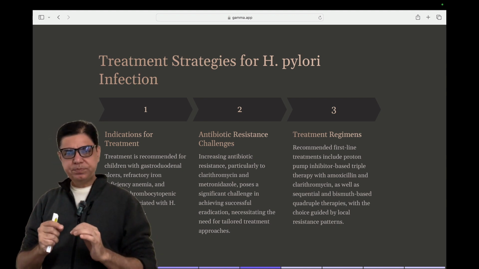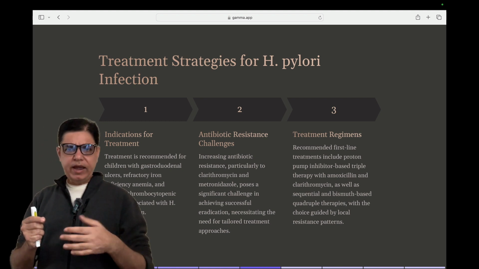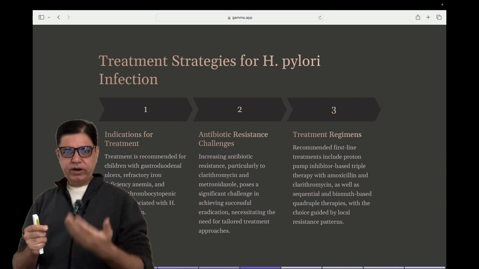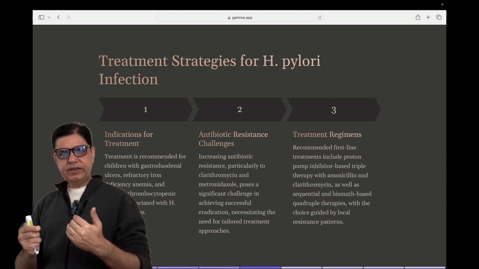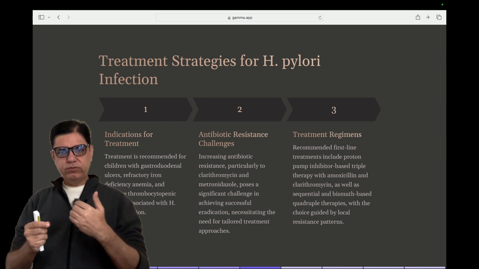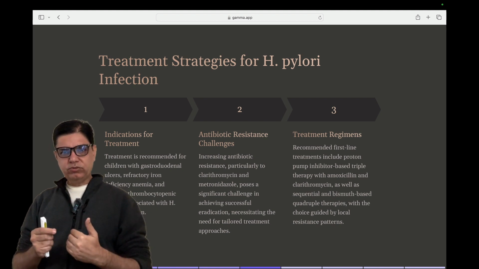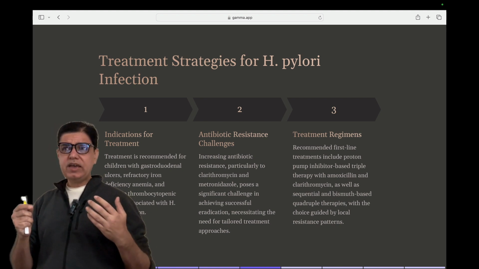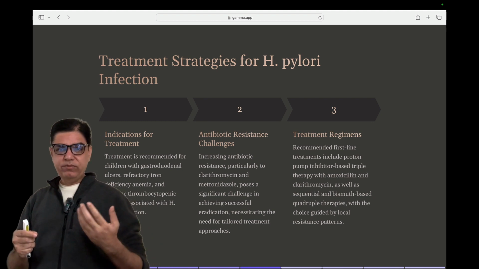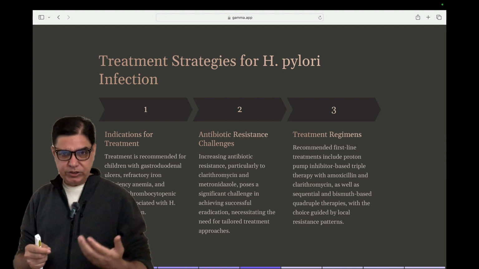The second one is usually amoxicillin, okay, and it could be clarithromycin, and sometimes we use metronidazole. So amoxicillin and metronidazole or clarithromycin. So you have to use one of them, either clarithromycin or metronidazole for the treatment. And sometimes we might have to add a fourth drug as well, which is known as a quadruple therapy, in which usually the fourth drug is a bismuth-based medication.